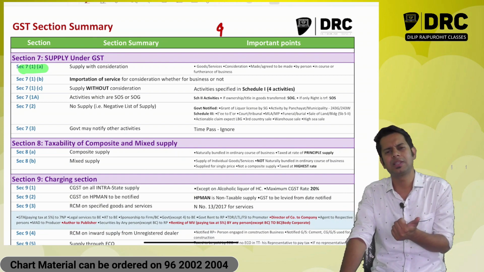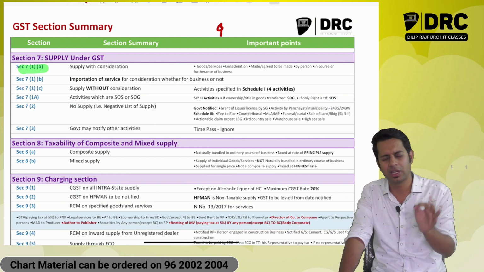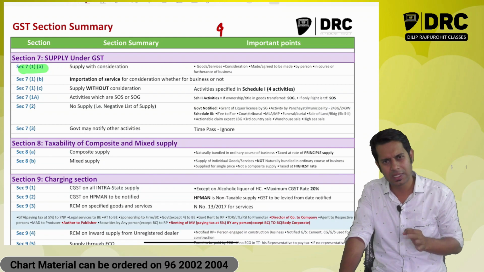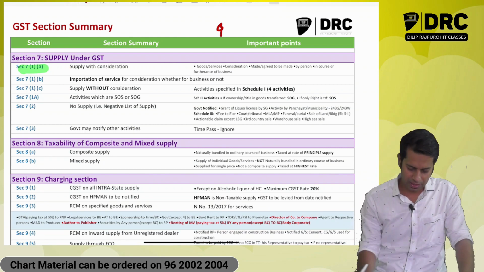Sir, what do you mean by the supplier? Supplier means the person who is supplying the goods or services. Very simple definition. Supplier means a person who is supplying goods or services, and it includes the agent who is supplying the goods on behalf of that particular registered person.